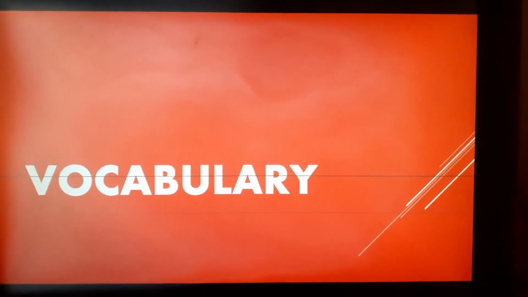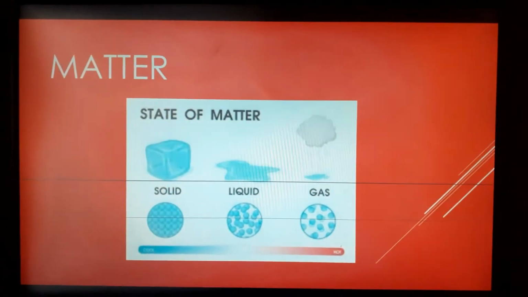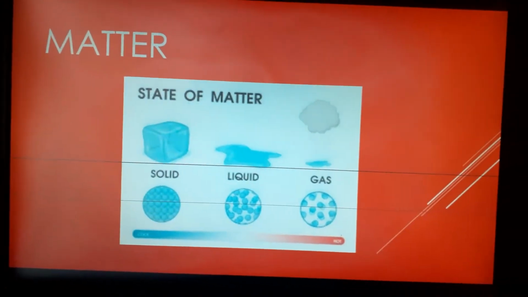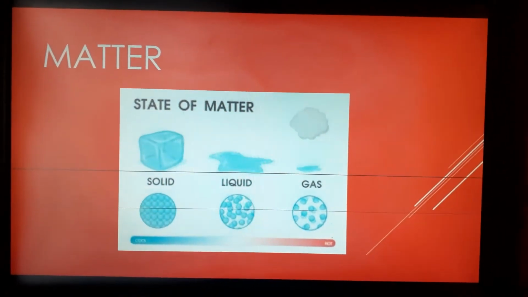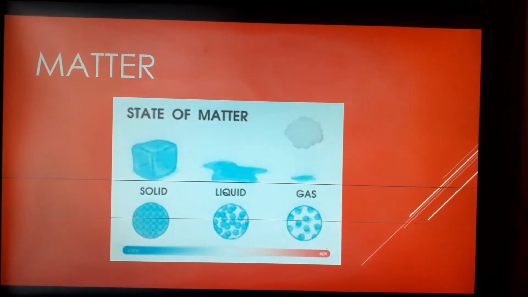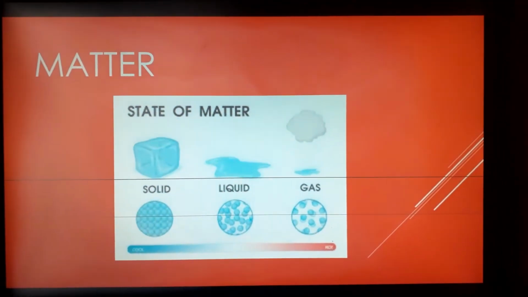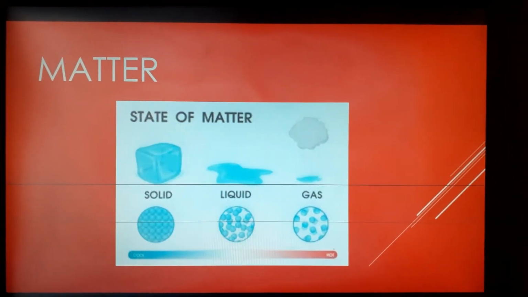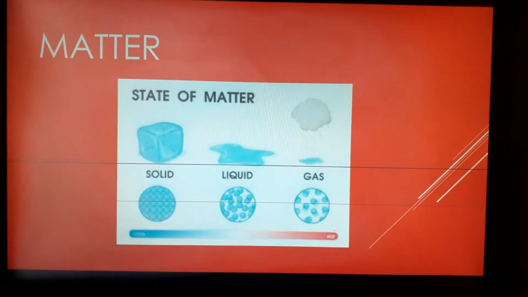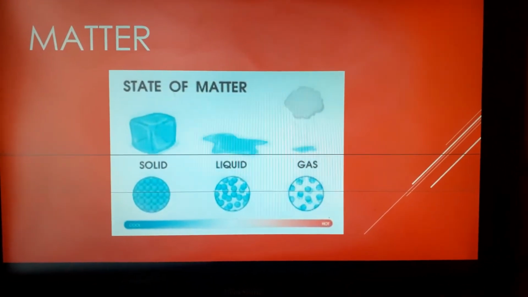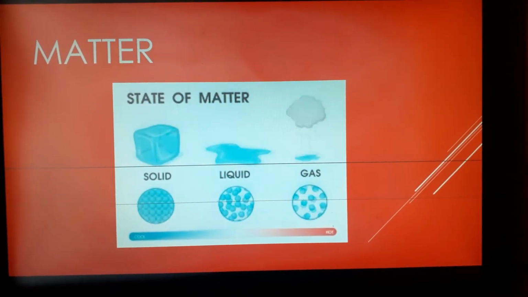Here we have our vocabulary words. Number one, it's matter. As you can see, matter is a thing, okay? Whatever thing that can be in different states. Have you ever heard about the states of matter? Matter can be in solid, liquid, or gas.